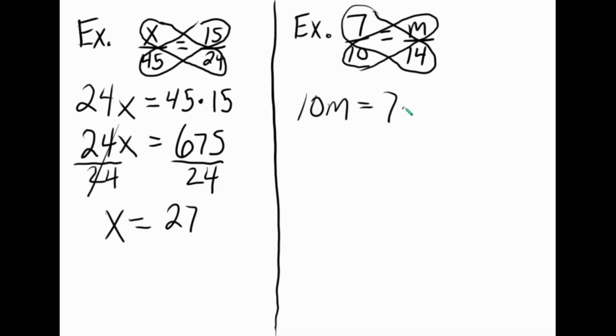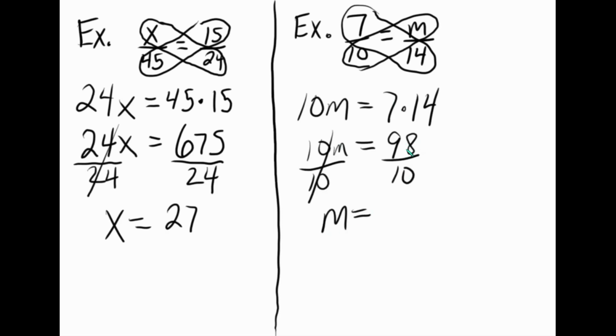So 7 times 14. Okay, now that I have this set up, I'm going to simplify the 7 times 14. 7 times 14 will give me 98. Bring down my 10m. And now to solve for m, I'm going to divide both sides by 10. Cancel out my 10. m is equal to 98 divided by 10, which is 9.8. And that is our solution to our second proportion.